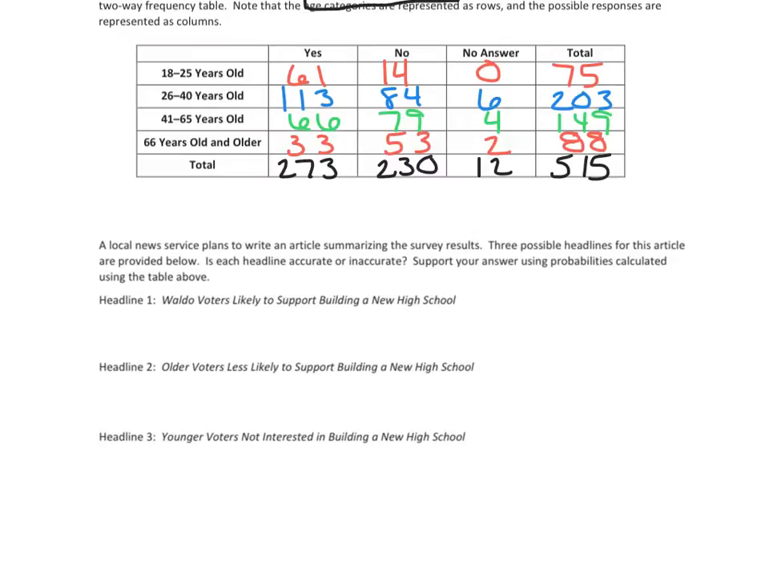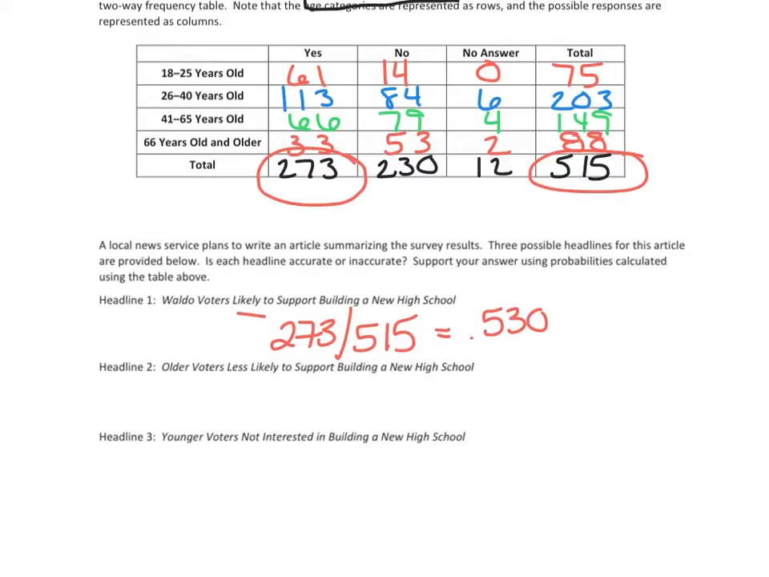So is headline 1 true? Waldo voters are likely to support building a new high school? Well, let's take a look at the math. If I'm likely to support it, then I said yes. So all I'm going to do is look at my yes total. So that's 273 out of my total amount, 515. So is that more than half? Well, if I divide that out, I get 0.530. So technically, 53% want to build a new high school.